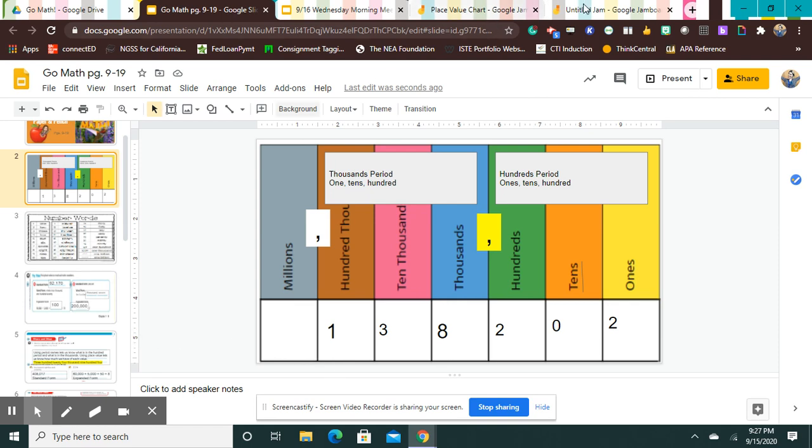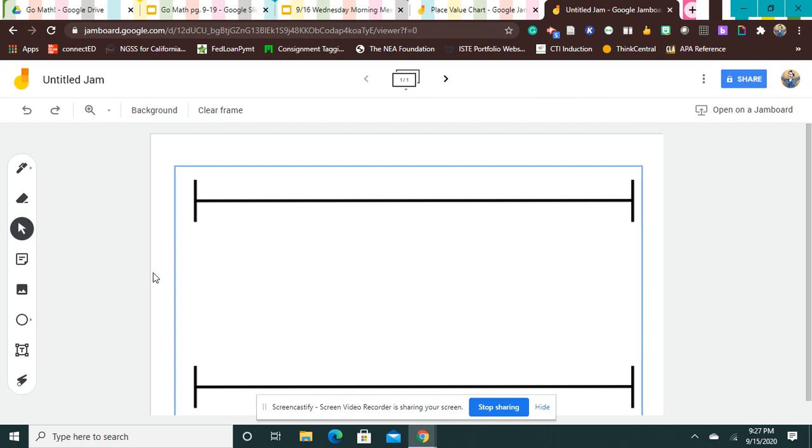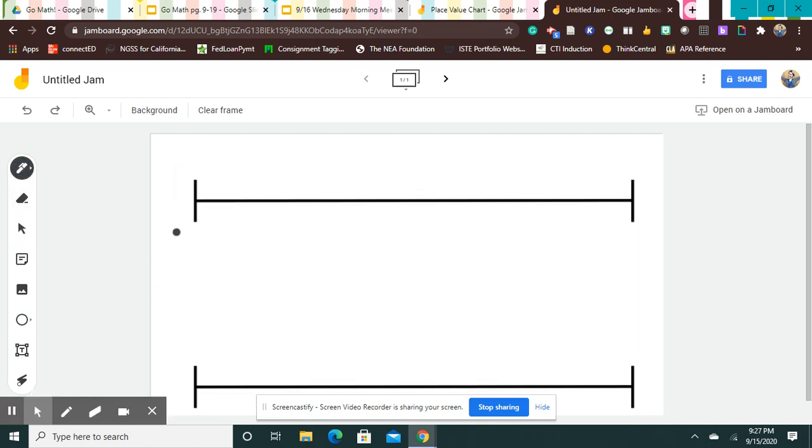So if we look at this on a number line, if I have 100,000 right here, my next 100,000 has to be 200,000. Oh, that's a lot of zeros. I don't know if I'm going to make it. Oh, I went off the page. I need another 0.